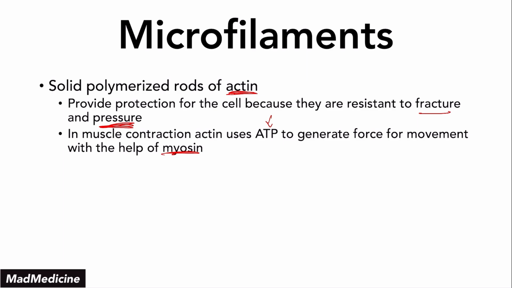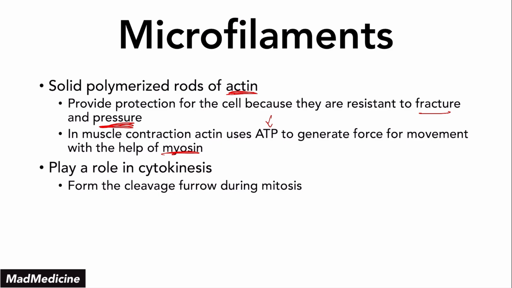And they also play a role in cytokinesis. If you forgot what cytokinesis is, don't worry, I got you. Cytokinesis is the part of the cell cycle where the cell is forming the cleavage furrow, okay? That's where microfilaments are playing a role. Essentially, when the cell is getting ready to break off into two cells. So if this is the cell before, the cleavage furrow is forming right here. Okay, microfilaments play an important role in the formation of the cleavage furrow during mitosis.